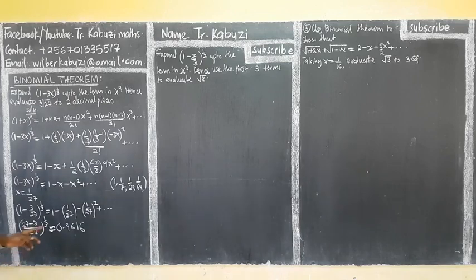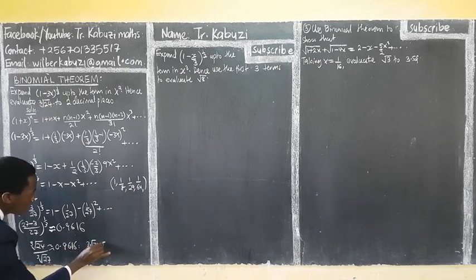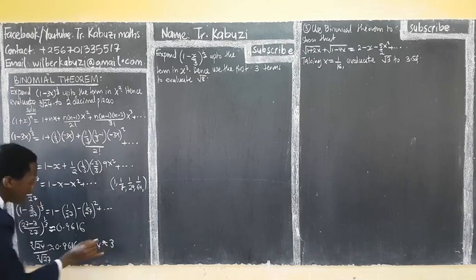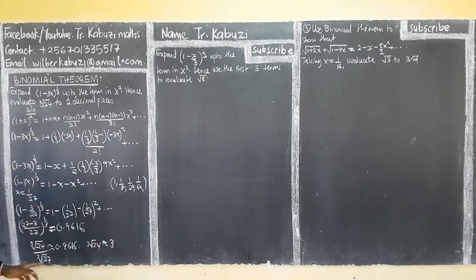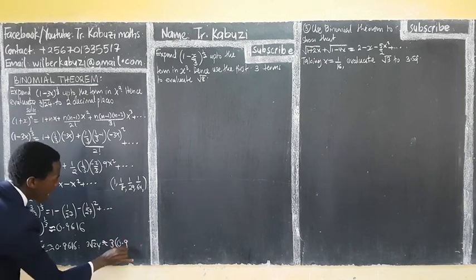Now, from here, you see that this will give me the cube root of 24 over the cube root of 27, approximating to 0.9616. Now you see, this cube root of 24 will be approximating now to 3. The cube root of 27 is 3, then times 0.9616.